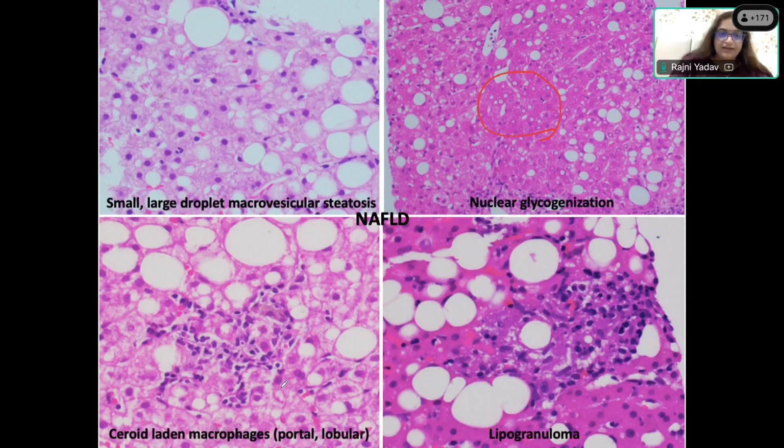Then you tend to have this inflammation, and in NAFLD the inflammation mostly consists of lymphocytes and these ceroid-laden macrophages. What is ceroid? That's a form of lipofuscin. So mostly you have macrophages which have ceroid, and that tells you that there is acute wear and tear. It's a sign of wear and tear and repair. Then here this inflammation is aggregating and forming a tiny granuloma with a fat vacuole. This is known as a lipogranuloma. So these features are classical for non-alcoholic fatty liver disease.